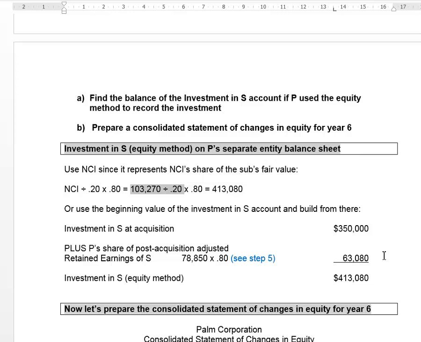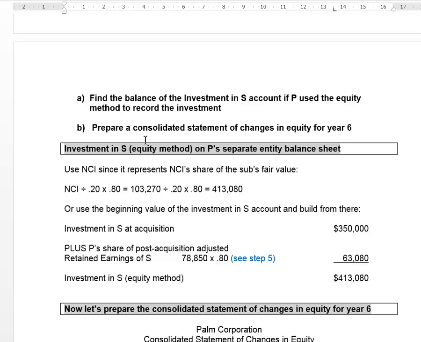I'm not looking for 100% of the fair value of the sub to adjust the investment in the sub account under the equity method. I'm looking for changes in that investment account. I'm picking up only my share of this amount. So if I multiplied by 80% to get my share, that also gives me $413,080. So either of these methods would work to help you calculate the investment in the sub using the equity method at the balance sheet date.